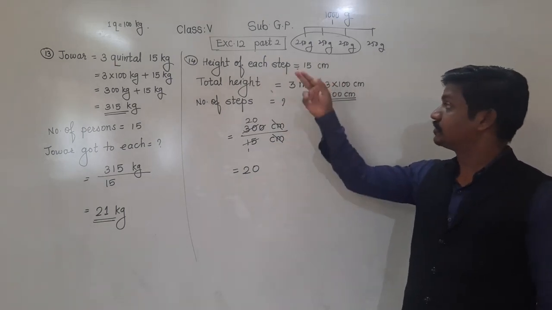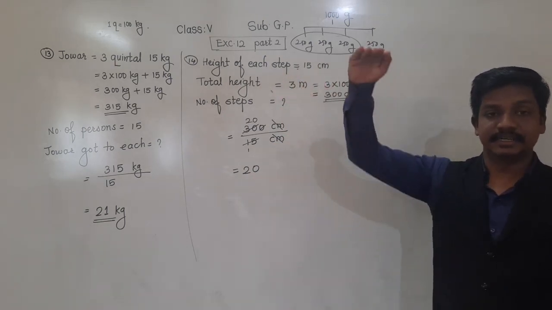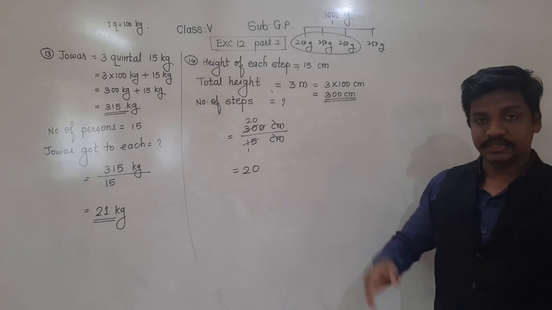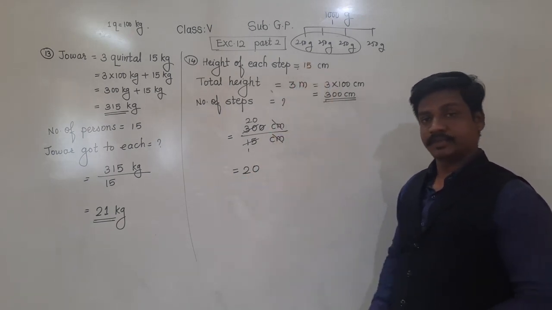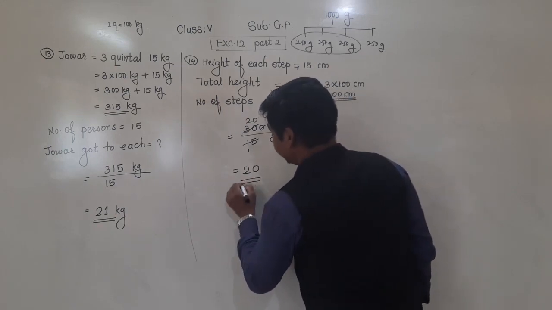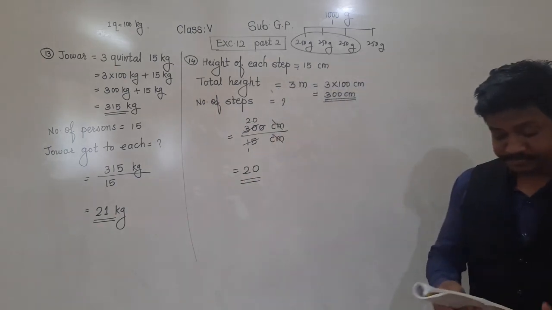So 20 into 15 is 300 centimeter, that is 3 meter. Okay. So the total height becomes this way, 20 into 15. That means there are 20 steps. Okay.